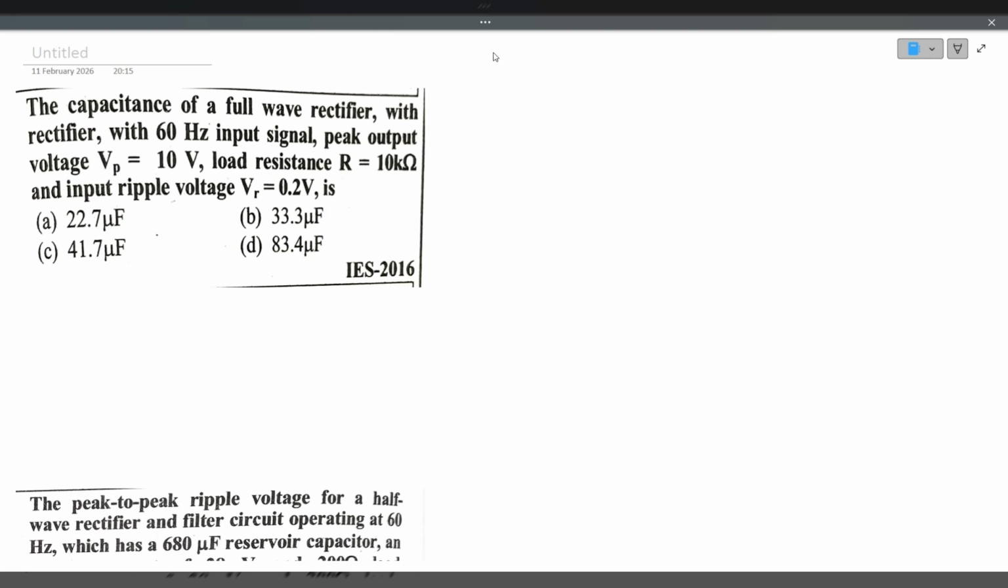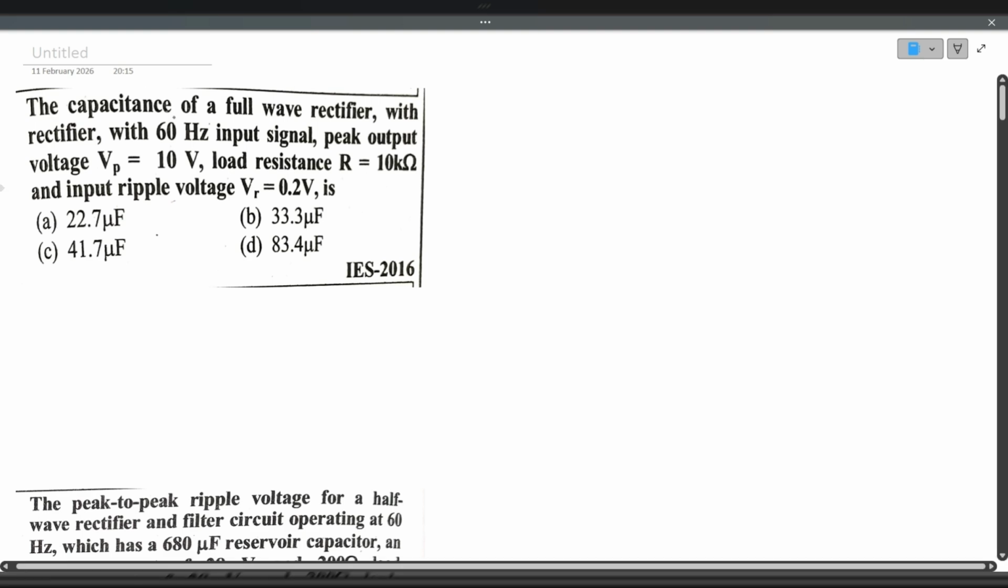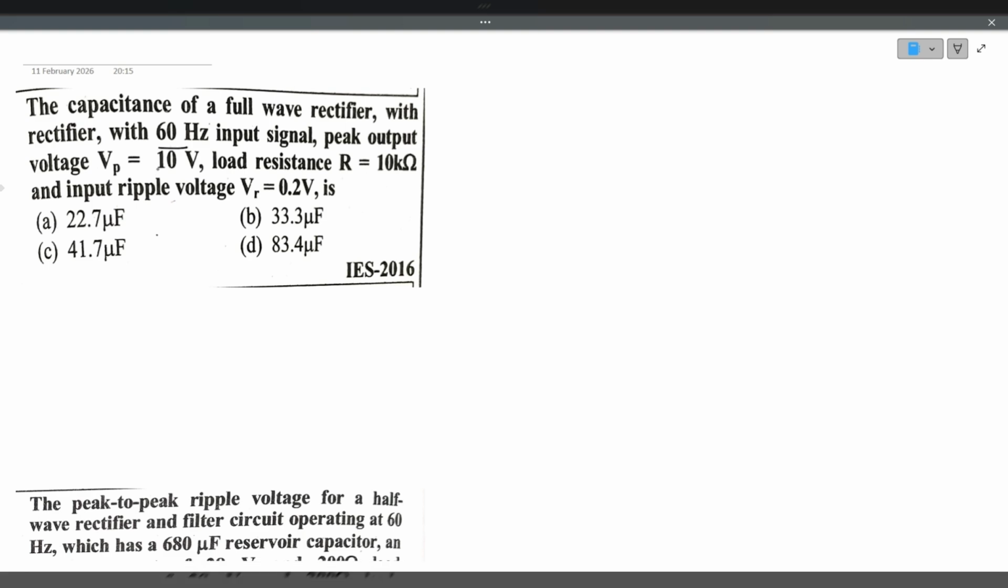Today we'll discuss a few more problems from diode circuits of analog electronics. Now we'll see the first question. The capacitance of a full wave rectifier with 60 hertz input signal and peak output voltage VP. Peak output voltage VP means it is nothing but a DC voltage, 10 volts, and load resistance R is equal to 10 kilo ohms. Input ripple voltage VR is equal to 0.2.